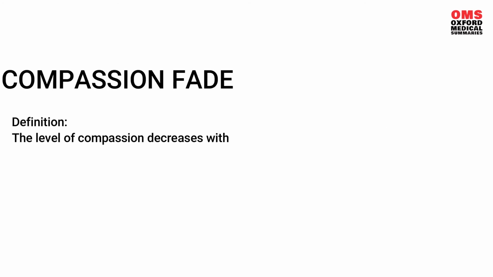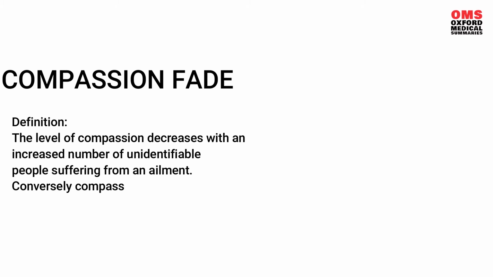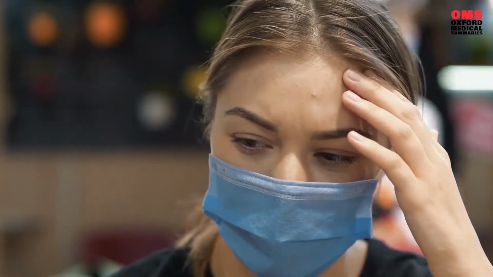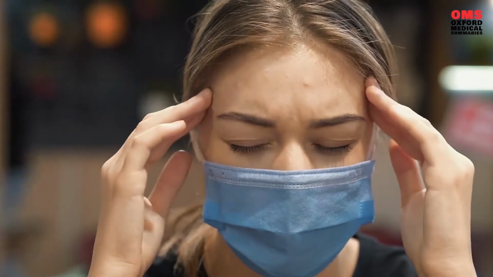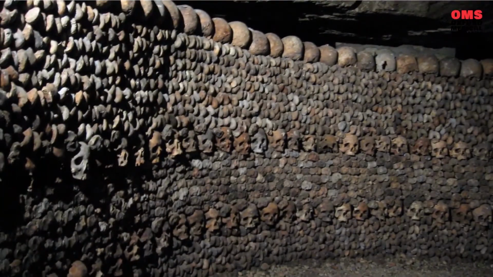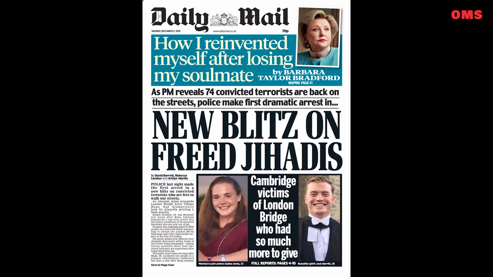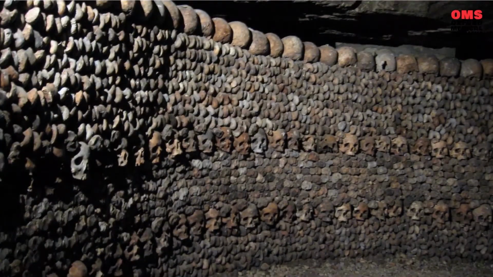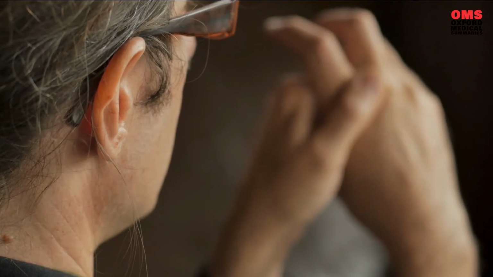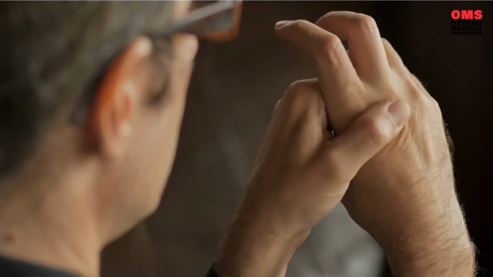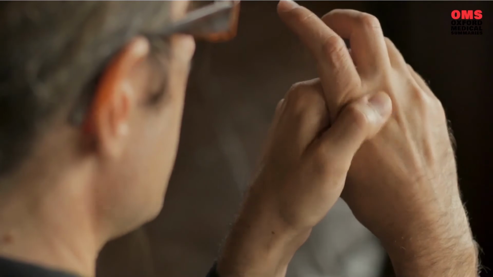The next phenomenon we see in play is called the compassion fade, which states the level of compassion decreases with an increased number of unidentified people suffering from an ailment. Conversely, compassion increases when you have a small number of identifiable victims. 1 million civilians killed in Iraq without names or faces or any details don't generate much compassion, but 2 individuals stabbed on London Bridge, when you interview their families and details are given and pictures are put up on the news, generate more compassion than 1 million civilians in a remote part of the world. Both are wrong, but less compassion is generated for a large number of unidentifiable victims. This is the compassion fade.